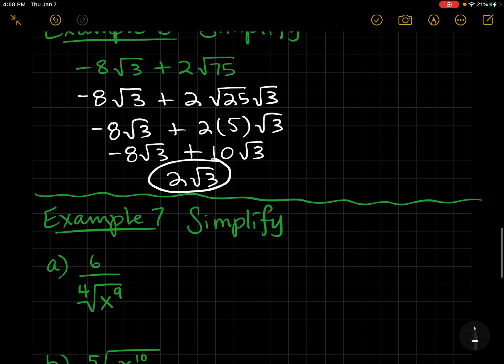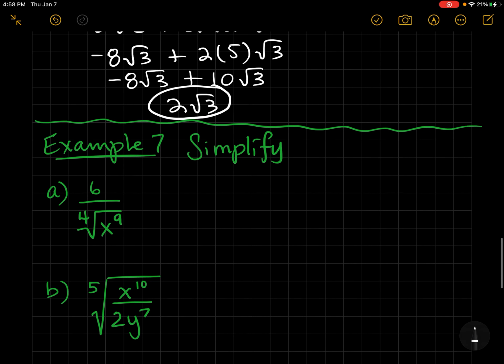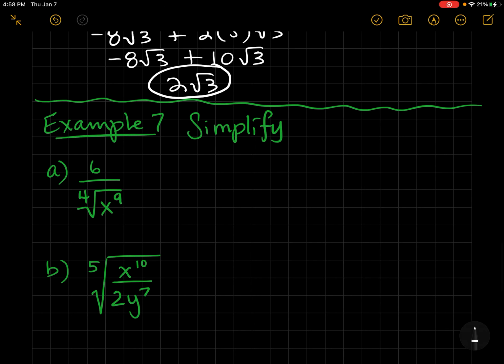Alrighty, let's keep it going. Here, we have a radical in the denominator, and this is going to take a little work. So pay close attention. What I want to do is make this number divisible by 4. That would make it perfect. But you can't go backwards. You can only go higher.